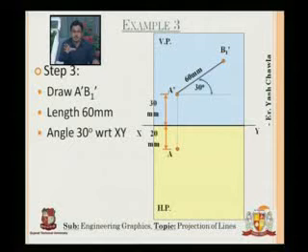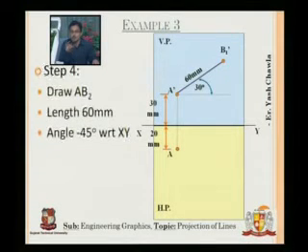Inclination with VP. So accordingly, what we will do is we will draw from point A a line AB2, which is 60 mm in length, the same length, and it is making an angle of minus 45 degrees with XY. I have taken minus 45 degrees because it is below XY in the anti-clockwise direction. That's what the negative sign denotes. So an angle of minus 45 degrees with XY.